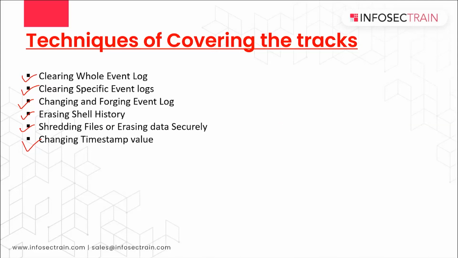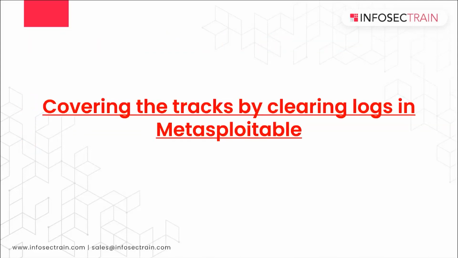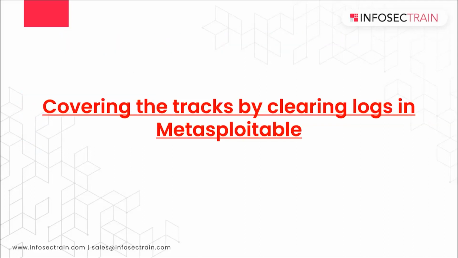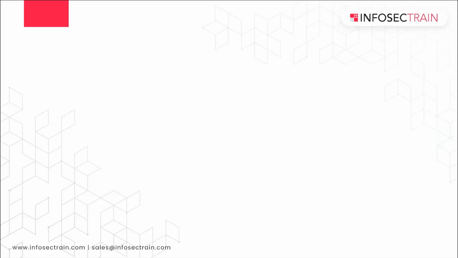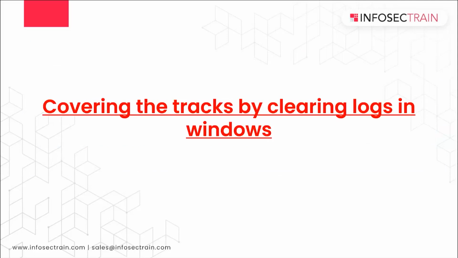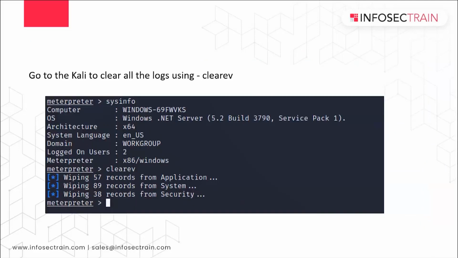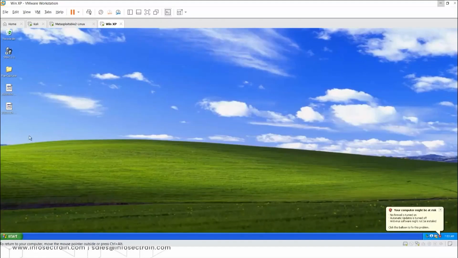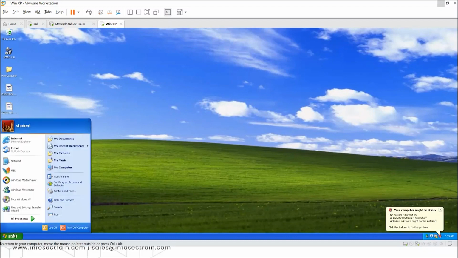So first of all, as you see here, there are two things: the whole event log and specific event logs that we are talking about. They start here with Metasploitable, but I don't want to jump over there because this is a very small demo. We are clearing the logs in Windows. So here you can see the event viewer. That's why we logged in first. We need to log in. So once we have logged in to our Windows XP, we can look for the event viewer.